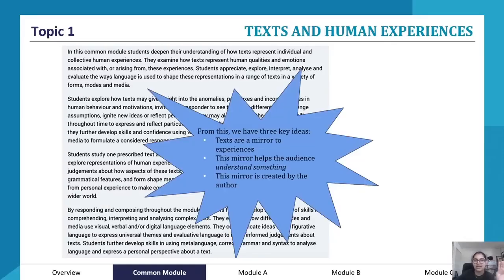Now, the 3 main ideas that I want you to take away, just a little summary of the rubric, is that A, texts are a mirror to experiences. This mirror helps the audience understand something. And then finally, the mirror is created by the author, who has their own personal agendas, their own personal intent that they are trying to convey.